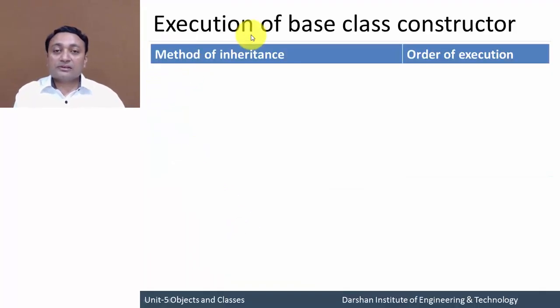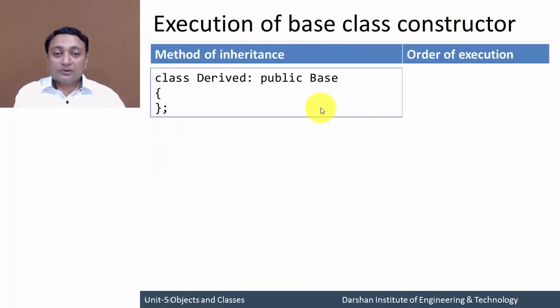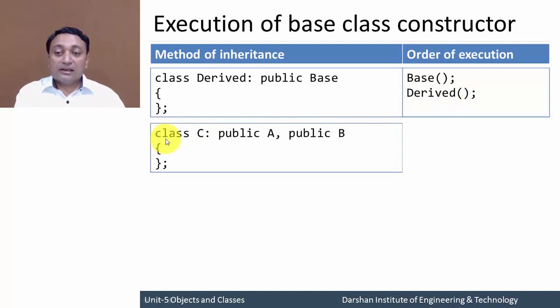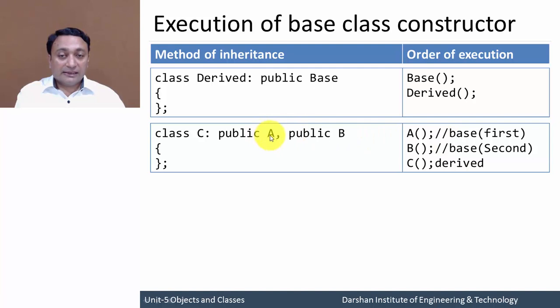So let us see the execution of base class constructors. Suppose you are inheriting base class into derived class, then first of all it will call the base class constructor and then the derived class constructor. In the next case, class C is inherited from class A and class B. So first of all it will call the constructor of class A, then class B and then class C.